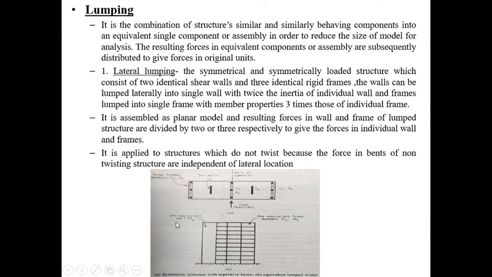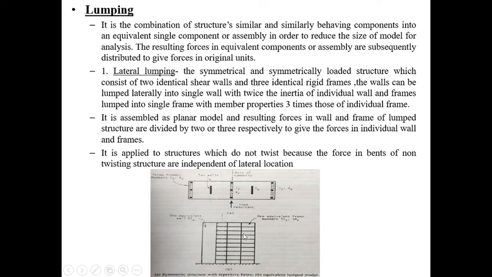Here you can see this is one equivalent wall. The shear wall is represented as one equivalent shear wall having an inertia 2 times that of a single individual wall, whereas these are 1, 2, 3. The first one is a dotted one, this is the rigid frame, then the second rigid frame. They are similar, so they can be represented as a single one here, but whatever values are there will be equivalent to 3 times, because we have considered 3 equivalent frames. They are connected again by the auxiliary rigid arms, so it is assembled as a planar model.